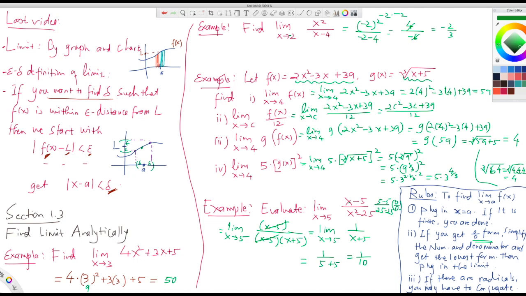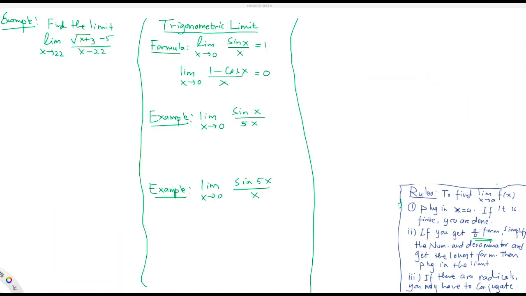Okay. The next rule is sometimes you get radicals, meaning a root in the numerator or in the denominator. Then in that case, you may have to use conjugate multiplication. So the next example is where we will have to use conjugate multiplication, where the numerator or the denominator has a root in it. Okay, look at this example. Find the limit as x tends to 22 of (root of x plus 3 minus 5) divided by (x minus 22).